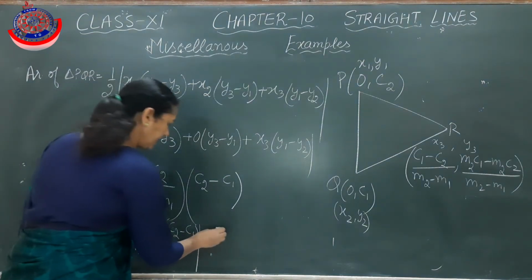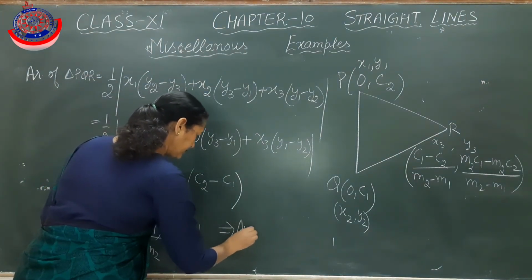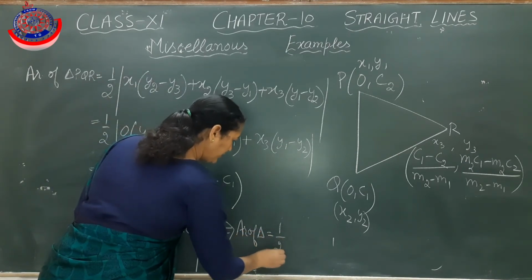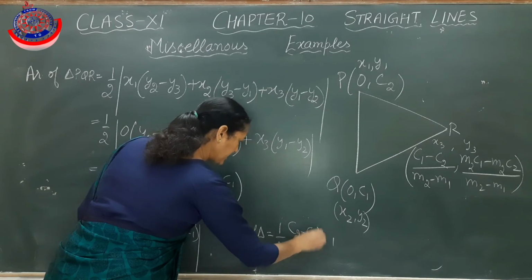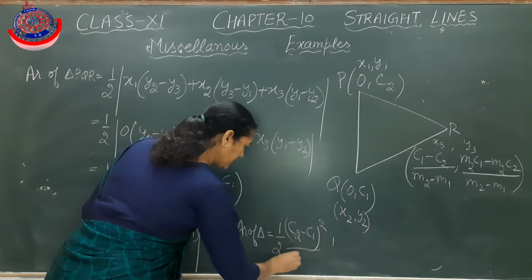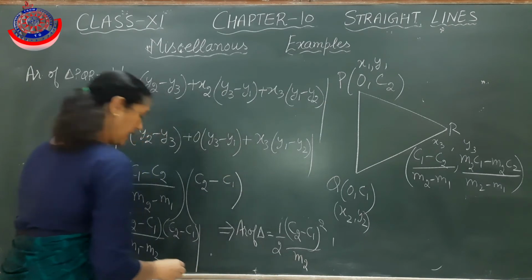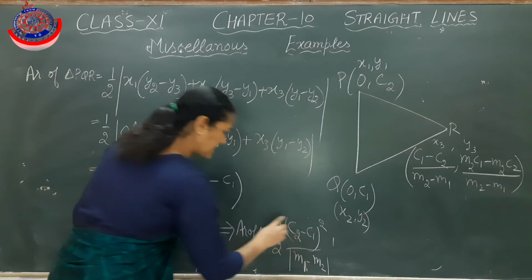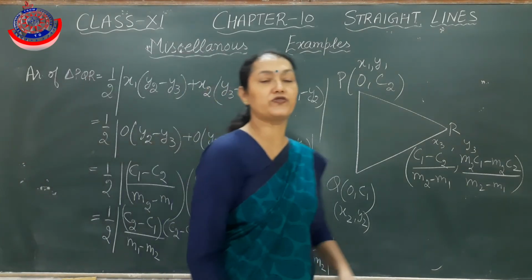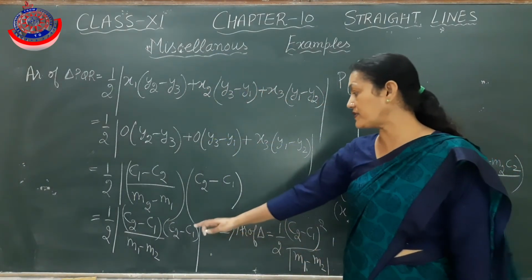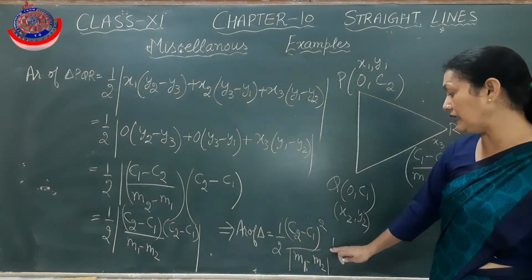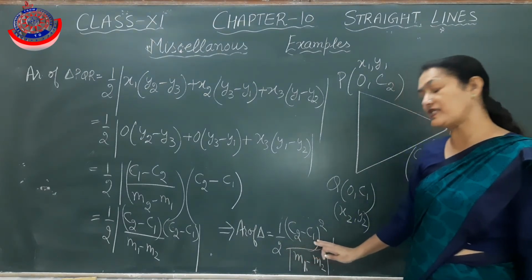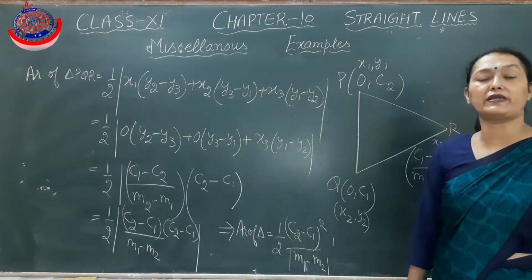So what we have obtained, area of triangle is half of (c2 minus c1) whole square upon mod of (m1 minus m2). So as you can see, we have obtained the result which was being asked in the question. Same thing they have said. Let's prove that area of triangle drawn by the three lines is equal to half (c2 minus c1) whole square upon mod of (m1 minus m2).